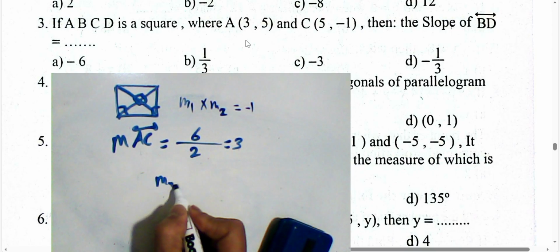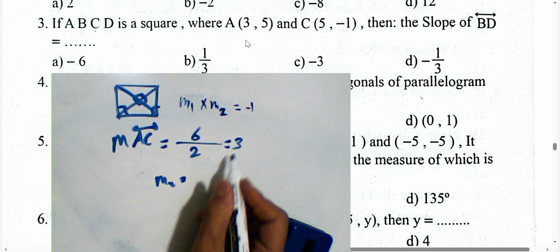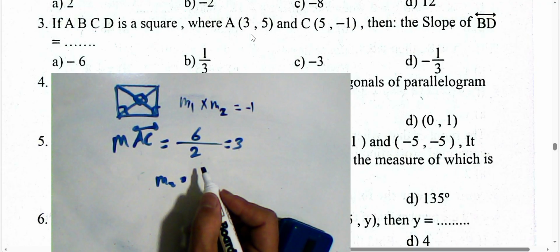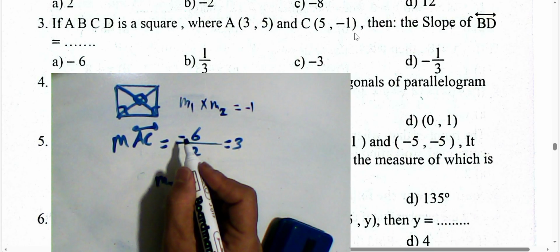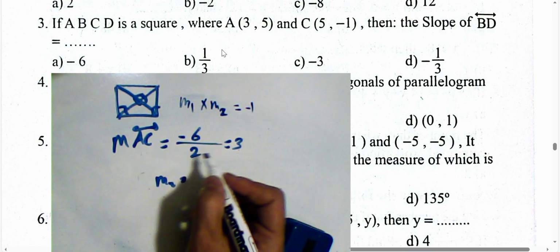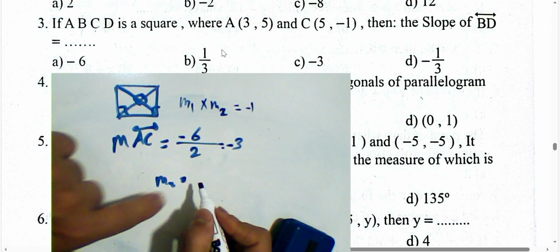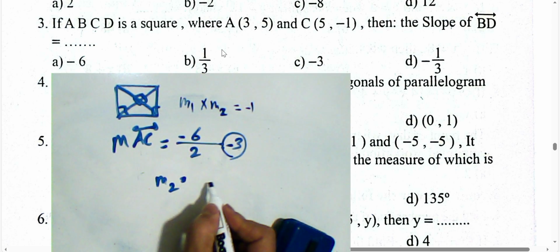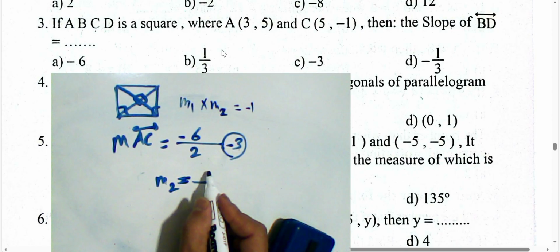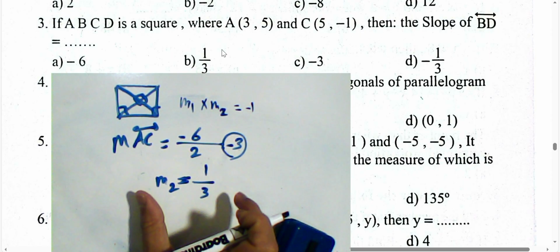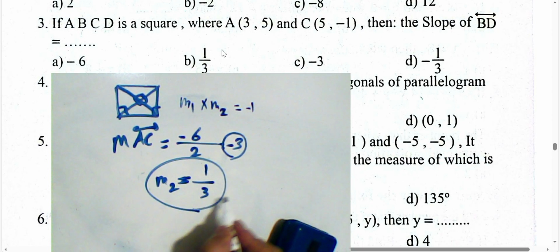Then for slope number 2, we take the inverse of this number. Again, the slope: negative 1 minus 5 is negative 6, and 5 minus 3 is 2. The answer will be negative 3. For slope 2, we must write the multiplicative inverse of this number and change the sign. Then the slope will be 1 over 3. The answer here will be 1 over 3.